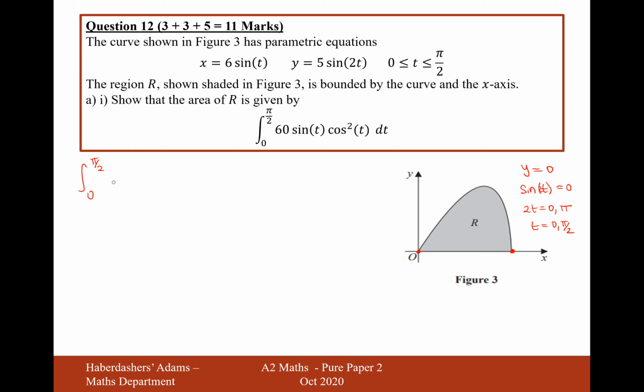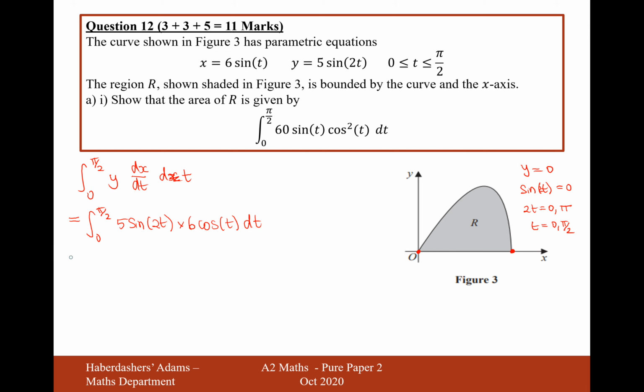Now it's going to be the function y and dx by dt, and then we can write the integral with relation to dt. So it's going to be the integral between the boundary of 0 to pi by 2 of the y function, so that would be 5 sine 2t, and then dx by dt, which would be times 6 cos t dt.